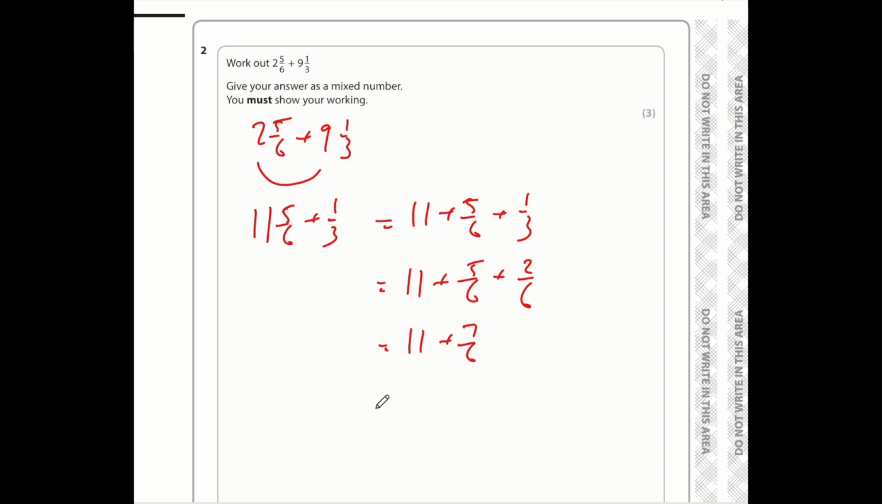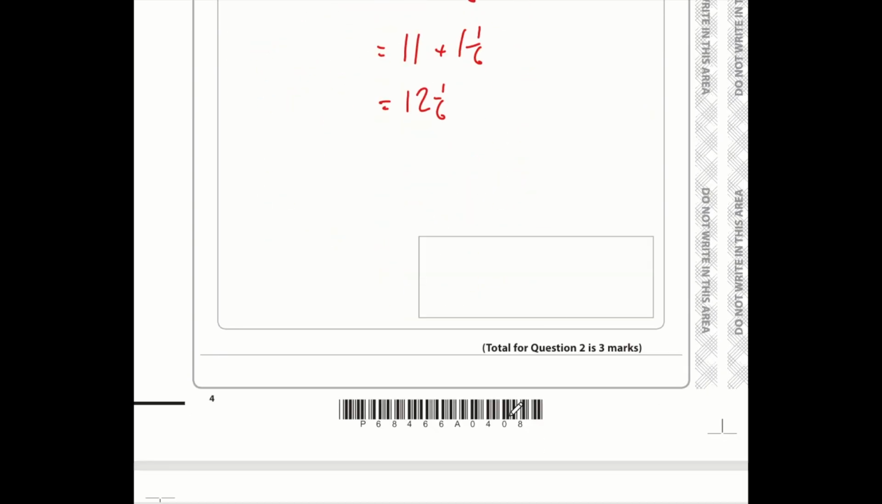Now this fraction here is an improper fraction. The number is top heavy, the number on the top is bigger than the number on the bottom, so that can be written as 1 and 1/6. How many times does 6 go into 7? It goes once with a remainder of 1. And 11 plus 1 and 1/6 becomes 12 and 1/6. So that is our final answer, 12 and 1/6.